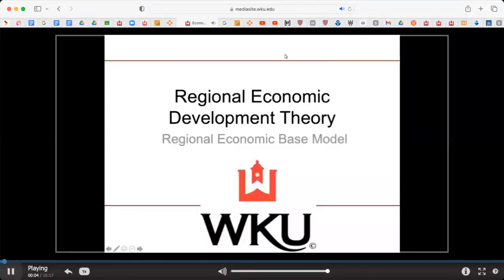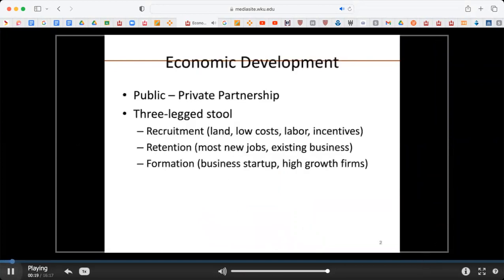Hello, this is an overview of economic development theory, regional economic development theory for our course in community leadership. So economic development is one of those activities that is often a major component of community development in any given community. And typically, economic development is a public-private partnership. Oftentimes, there are community development corporations that focus solely on providing opportunities to grow the regional economy.